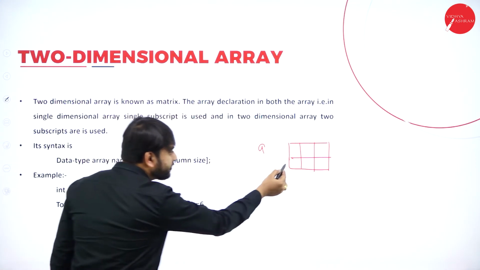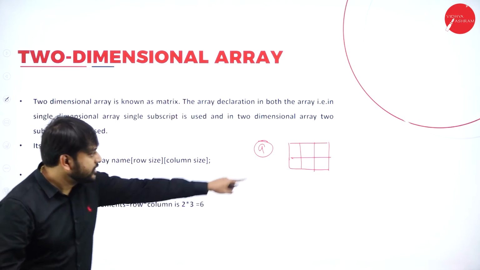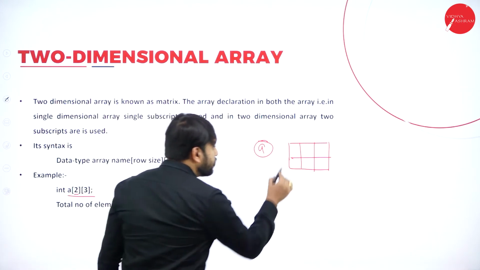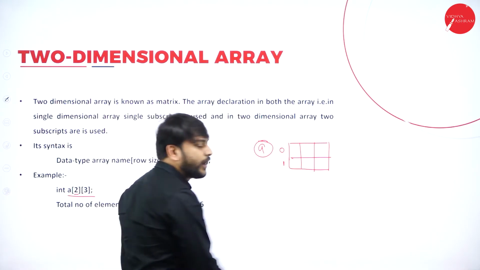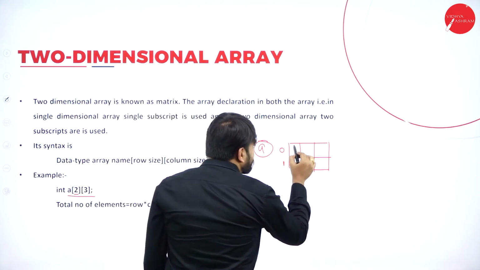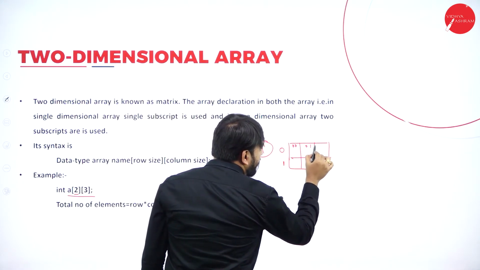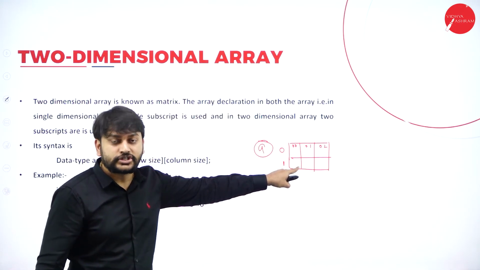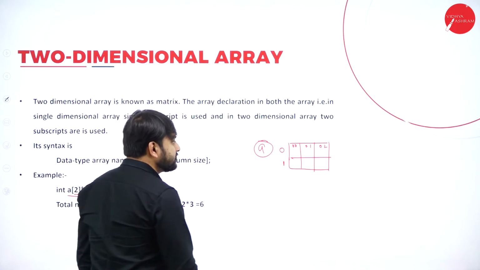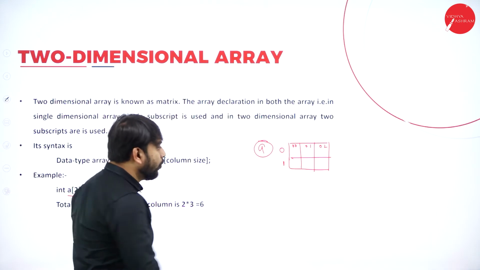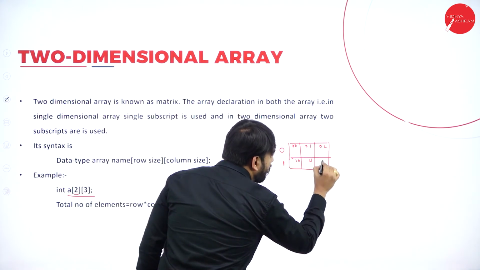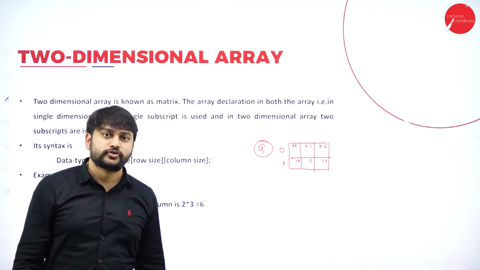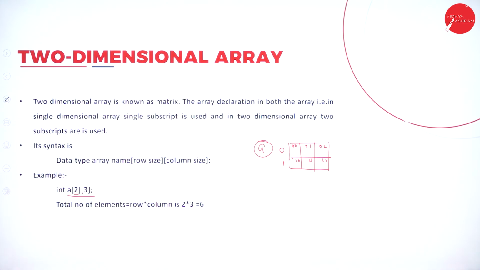What is the name of this array? The name of the array is A. Suppose I want to access this location, how do you access it? Please listen here. This is what I call 0, and this is what I call 1. So the locations are 0,0, 0,1, 0,2. Suppose I want to access this other location, how do you access? Please observe: 1,0, 1,1, 1,2. This is how you will be able to access. So this is how the two-dimensional array will be.